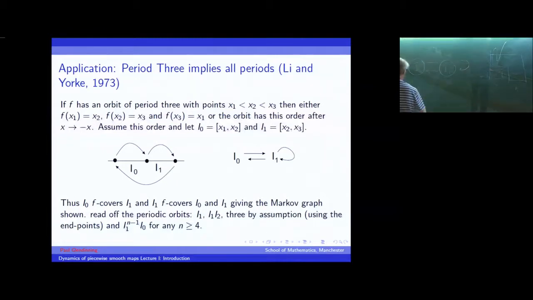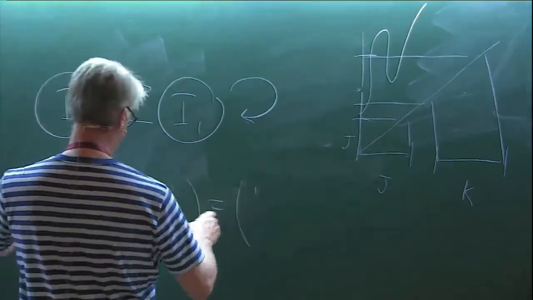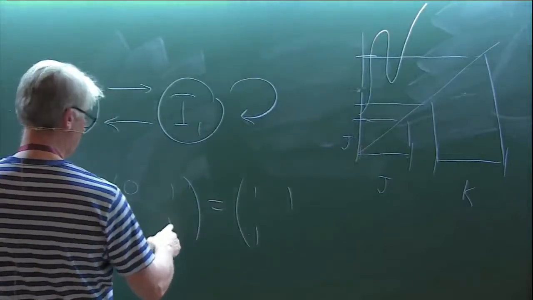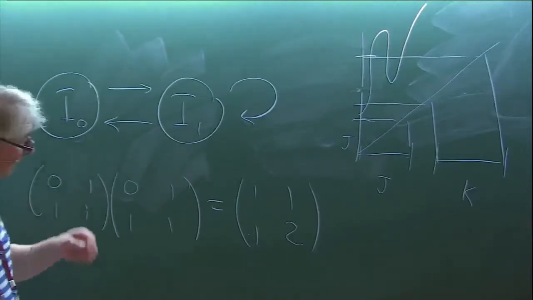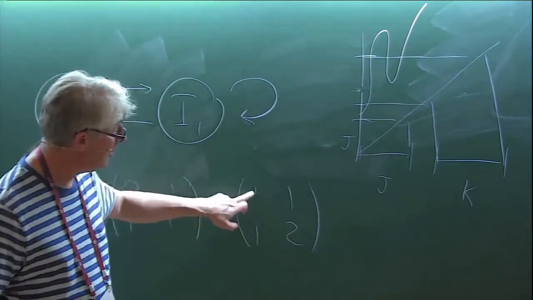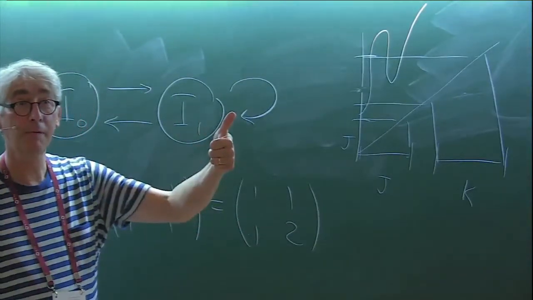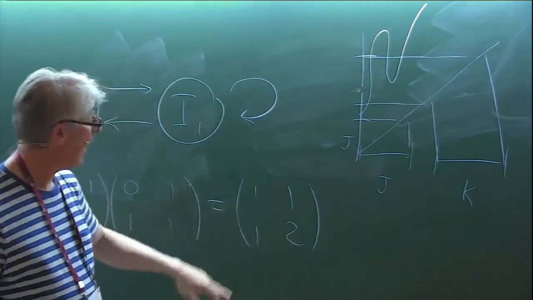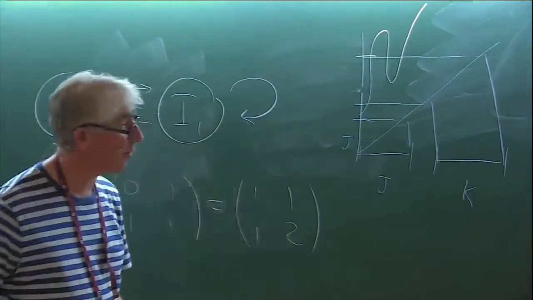The other thing I could do is multiply up this matrix. So what happens if we do 0, 1, 1, 1 times 0, 1, 1, 1? What do we get? We get that matrix. And what you can see is that there are three points of period two, the trace. So that's the fixed point, which is also period two, which is sitting in I1, and the points of period two. So it's telling you how many points there are.